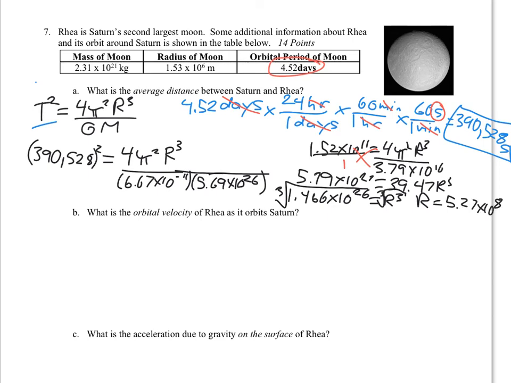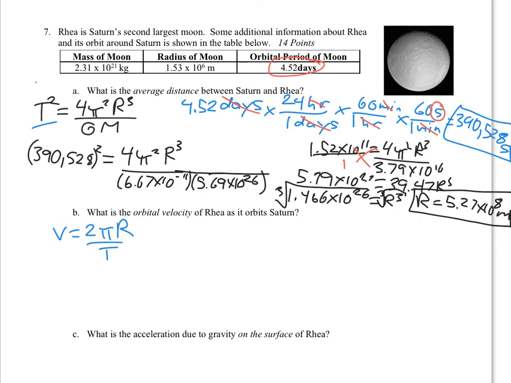The units here would be meters. All right, so that's how far, on average, Rhea is from Saturn. For the next part, I want to know the orbital velocity. So I'm going to use my equation for the velocity of an object traveling in a circle.